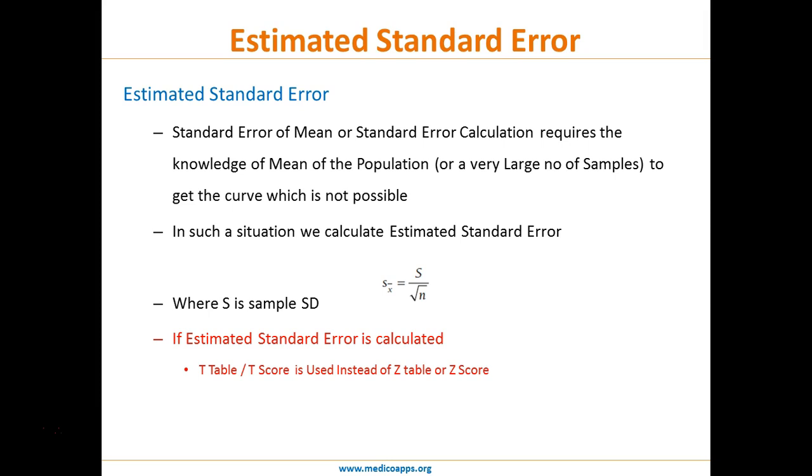So if we use estimated standard error, we use a t-table or t-score instead of a z-score or z-table. Now t-score and z-score are very similar. If you remember the formula of z-score, it's almost similar, but in the denominator, instead of standard deviation, we use the standard error of mean, SE x-bar.